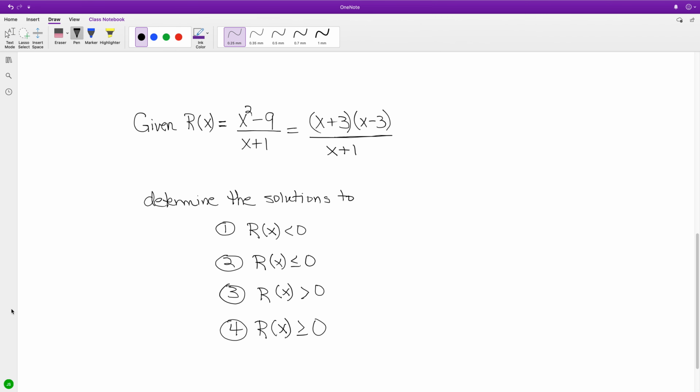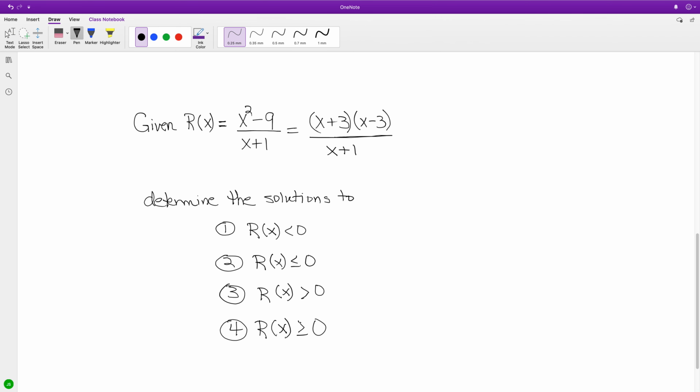Okay, looking at functions and inequalities. Now, in the case of a rational function, we have r of x is equal to x squared minus 9 over x plus 1. And we're looking at determining the solutions where the rational expression is less than or equal to, greater than, and greater than or equal to 0.